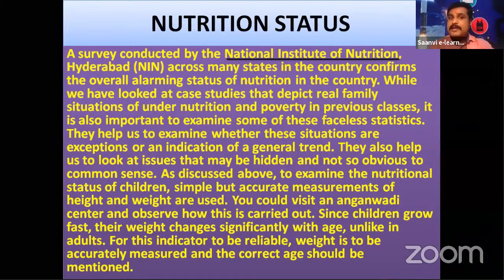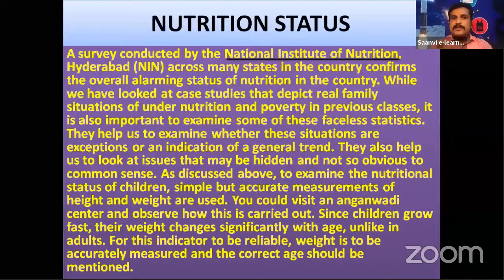While we have looked at case studies that depict real family situations of undernutrition, lack of proper nutritious food, and poverty in the previous classes, it is also important to examine some of these faceless statistics. See, they help us to examine whether these situations are exceptions or an indication of a general trend. They also help us to look at issues that may be hidden and not so obvious to common sense. Many terms you can see here. Just note down the meaning of the terms. All of you get ready with your running note.